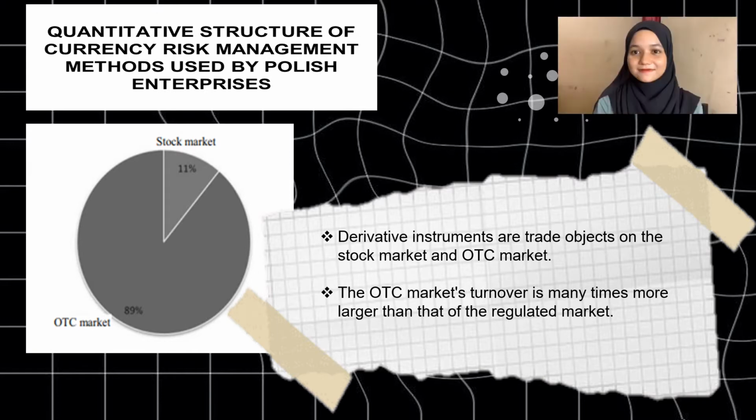I want to present about the quantitative structure of currency risk management methods used by Polish enterprises. The derivative instruments are traded on the stock market and the OTC market. As seen in this figure, the OTC market turnover is many times more than that of the regulated market, which is 89% for the OTC market and only 11% for the stock market.